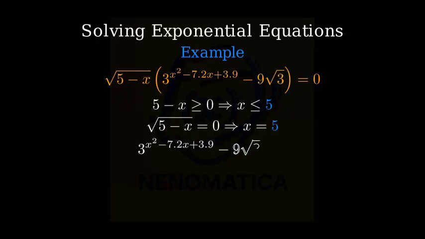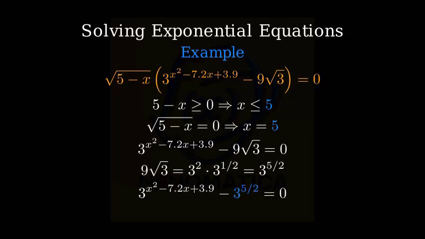Next, we consider when the expression in parentheses equals 0. That is, when 3 raised to the power of x squared minus 7.2x plus 3.9, minus 9 times the square root of 3, equals 0. To solve this, we'll convert 9 times the square root of 3 to a power of 3. 9 is 3 squared, and the square root of 3 is 3 to the power of 1/2. So 9 times the square root of 3 is equal to 3 to the power of 5/2.